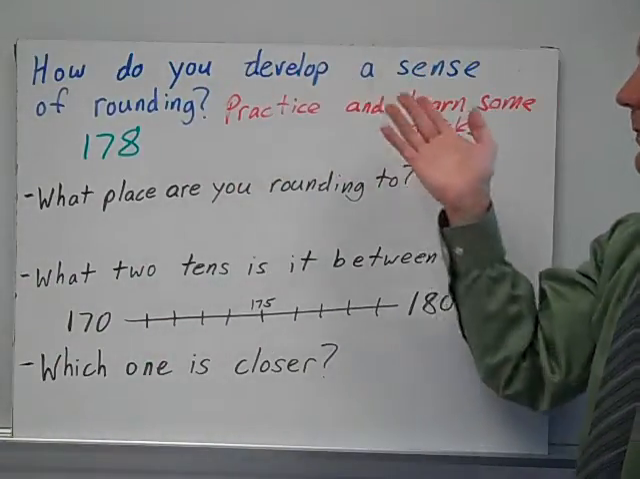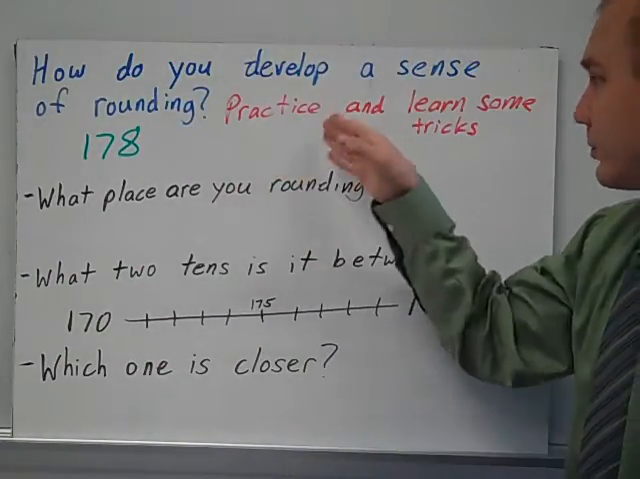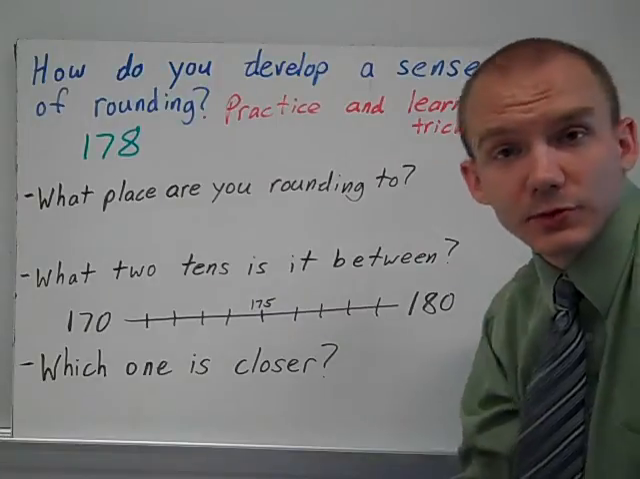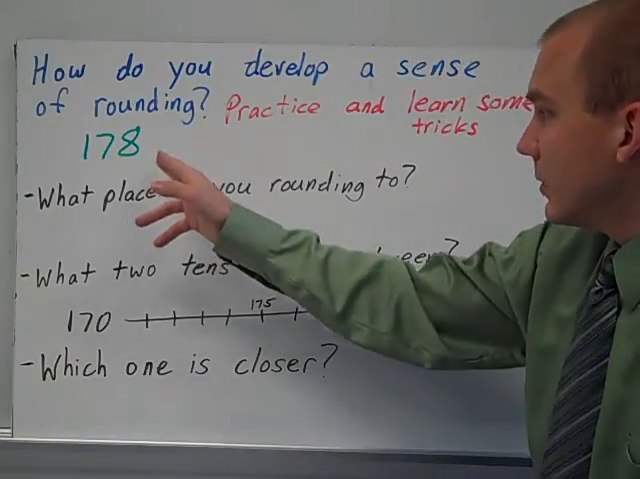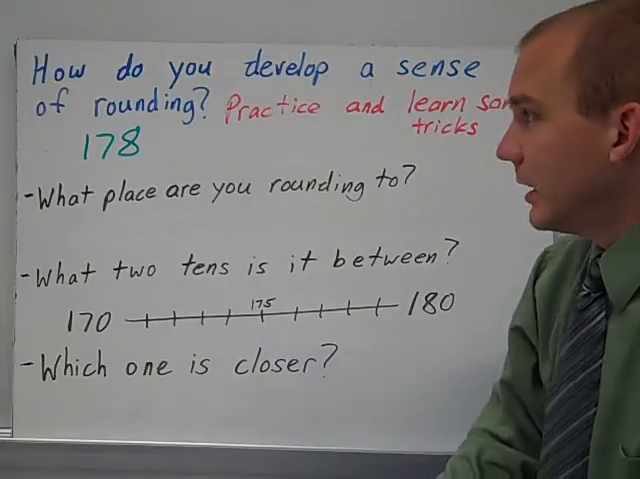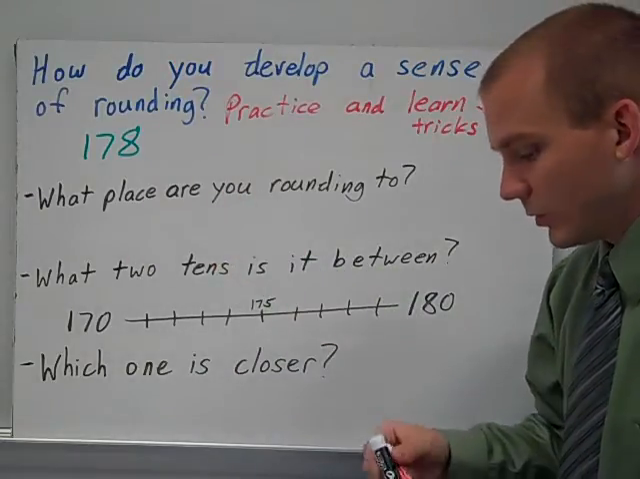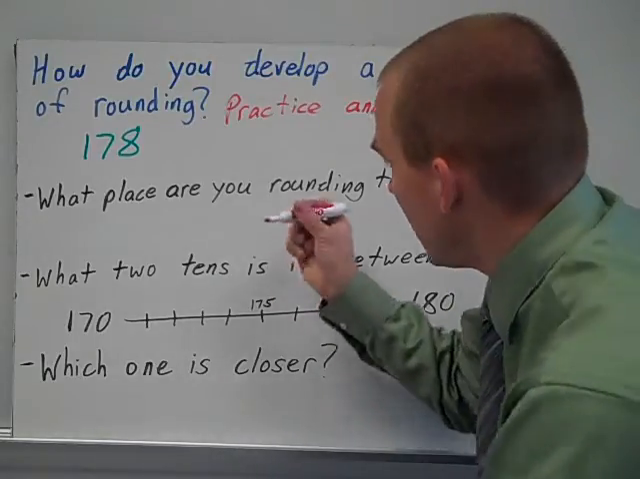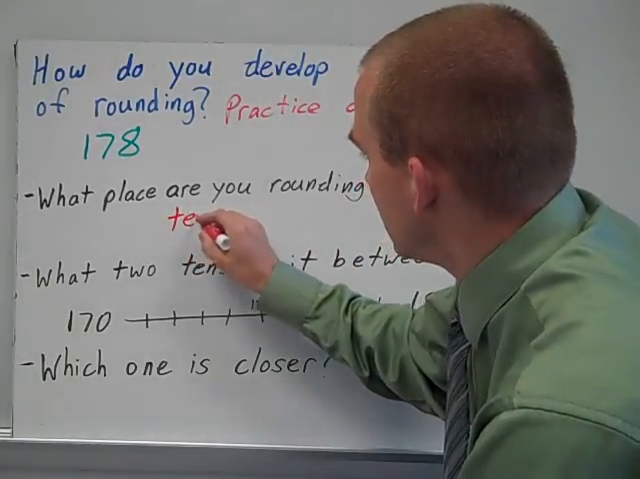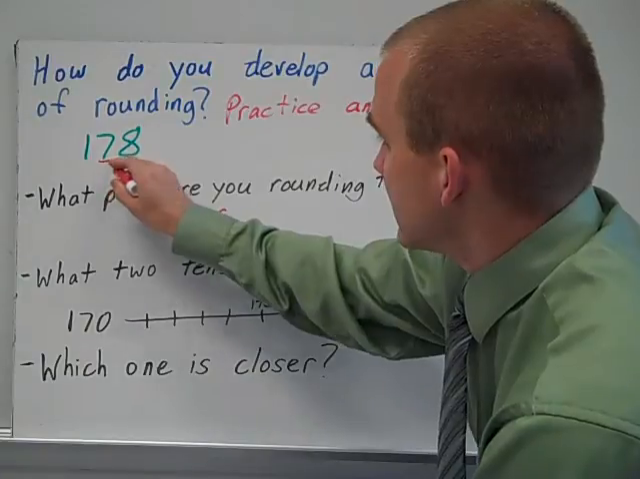How do you develop a sense of rounding? Really, you need to practice, and you can learn some tricks that will be helpful as you're practicing initially. Let's take a look at 178. First, we need to identify what place we're rounding to. For the sake of this lesson, we're rounding to the tens, which in this case, there's a 7 there.